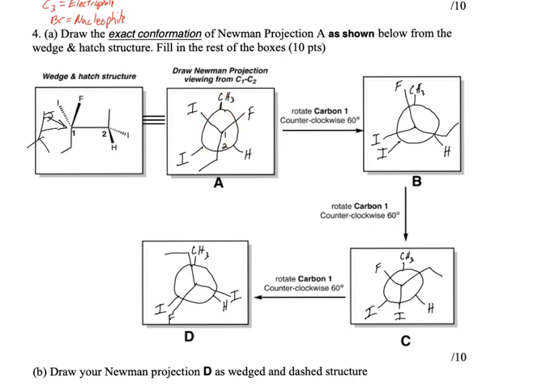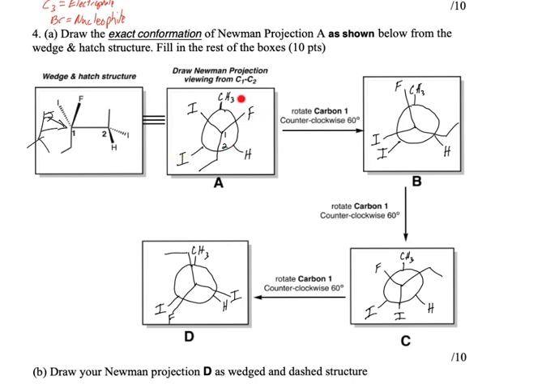Carbon 2 is the big circle. Iodine to my left, H to my right. So you've got to go from here to here first. Then it says rotate carbon 1 counterclockwise. That means the back carbon 2 never changes for all of these. It's the same thing every time. Counterclockwise means to the left.